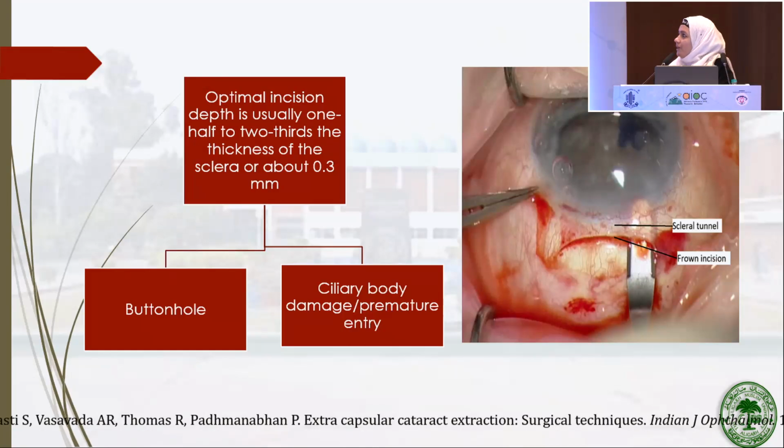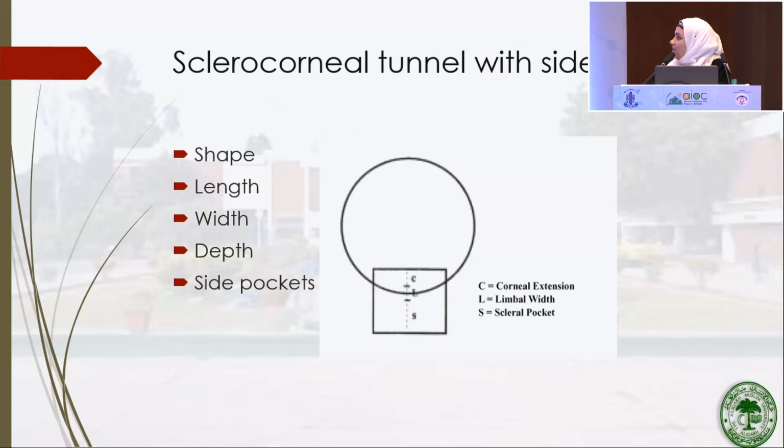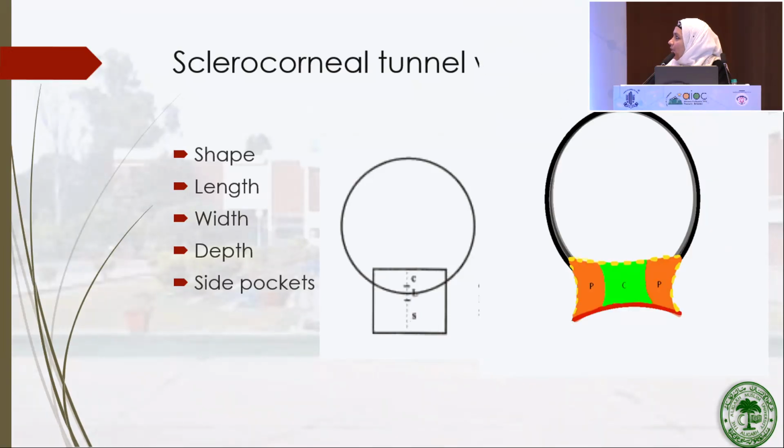For the external incision, as the length is important, the optimal depth is also important, and it should be around half to 2/3 of the thickness of the sclera. Anything less can lead to buttonholing, and anything deeper can lead to a premature entry and ciliary body damage. For the sclerocorneal tunnel, the shape, length, width, depth, and side pockets are important. The shape should be almost square with a corneal entrance, a limbal width, and a scleral pocket. And then there should be side pockets.